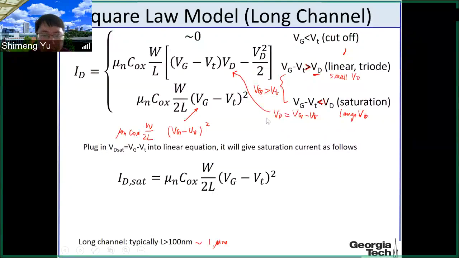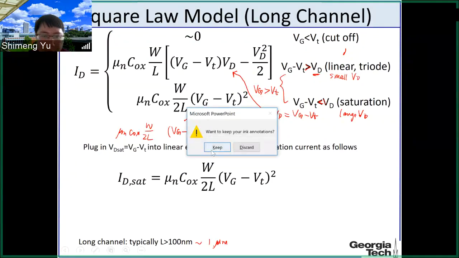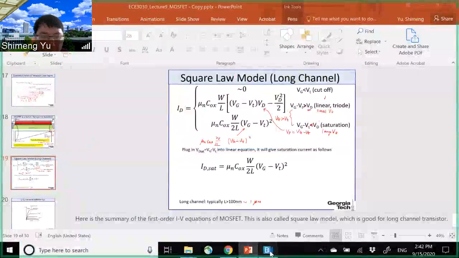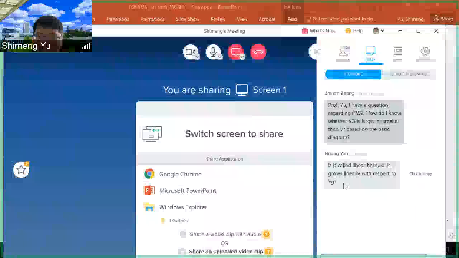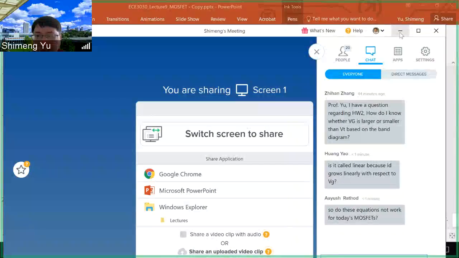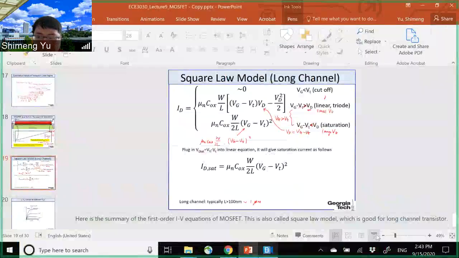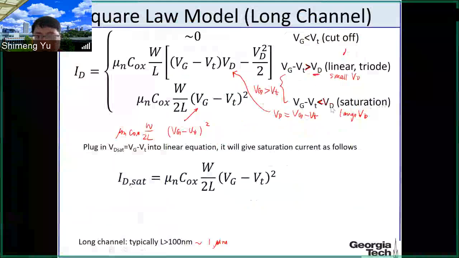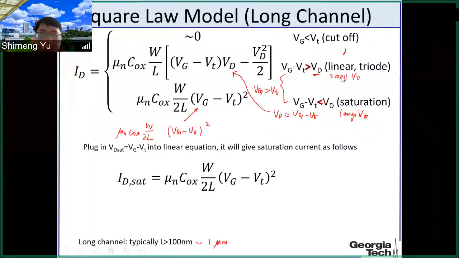So any questions? So I've got one question here. Is it called linear because ID grows linearly with respect to VG? Okay, so that's a good question, but unfortunately the answer is no for this one. So I will explain why this is called a linear region and saturation.